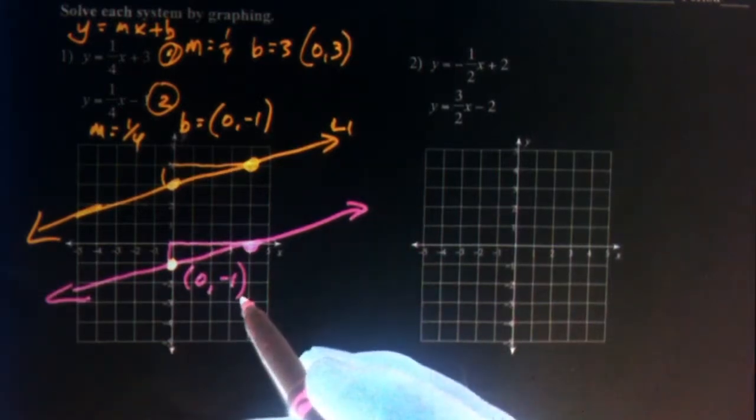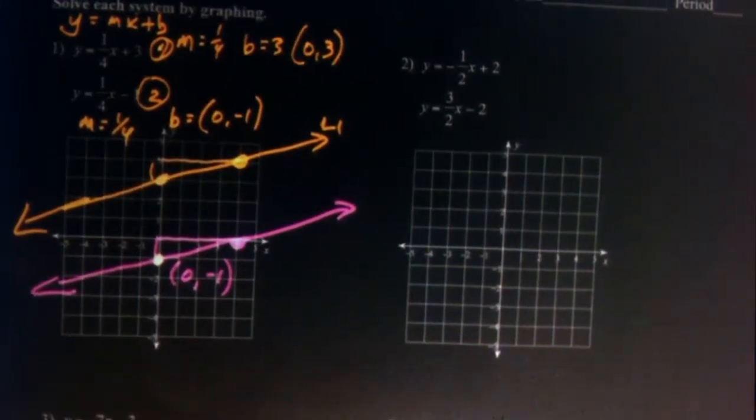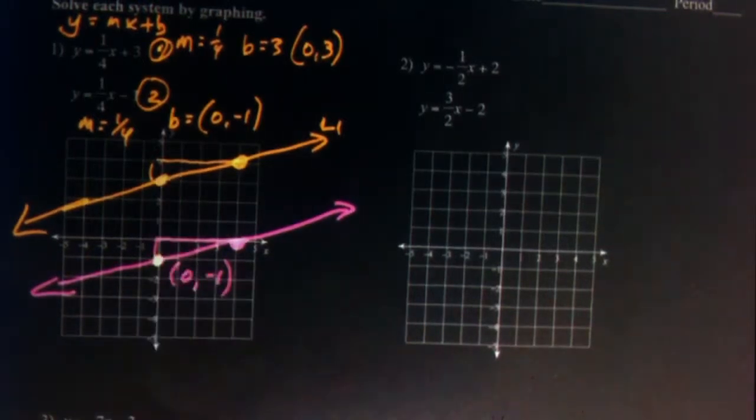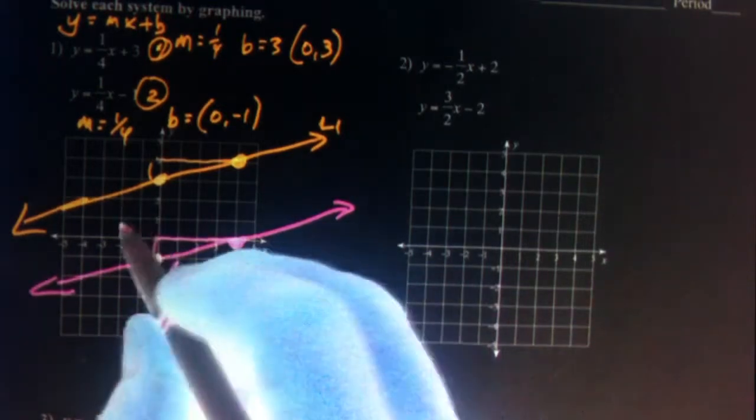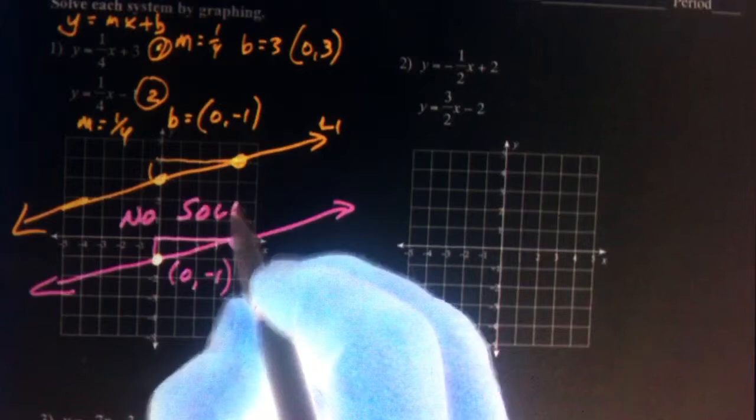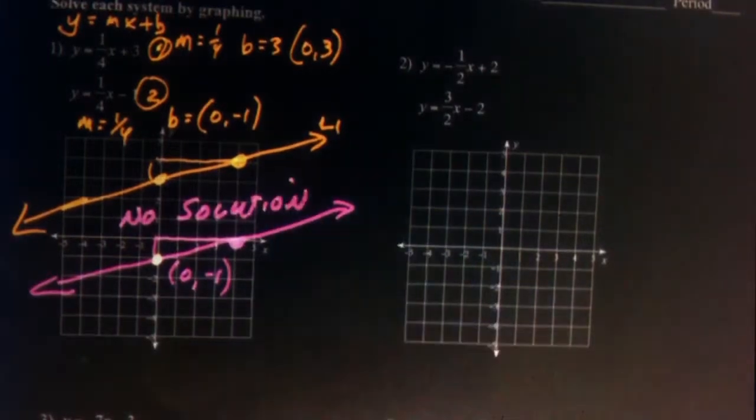This is, as you can see, a parallel line. Note that when we have the same slope, we have parallel lines. Well, what does that mean when it comes to solutions? Solutions are when two lines cross. In this case, since the lines never cross, we write no solution. Simple as that. No solution to this system of equations.